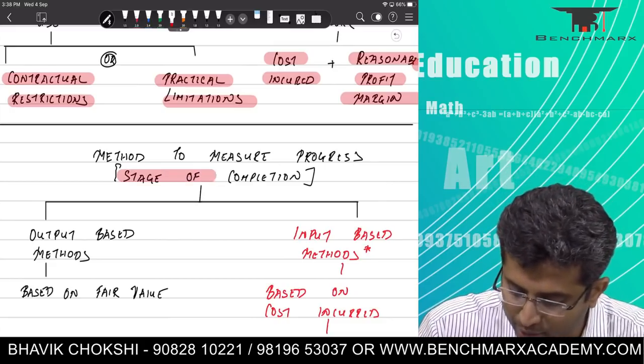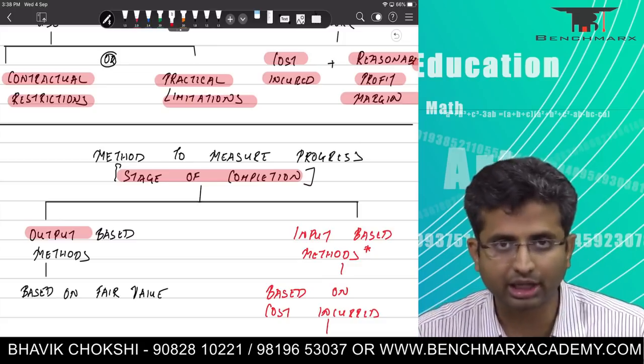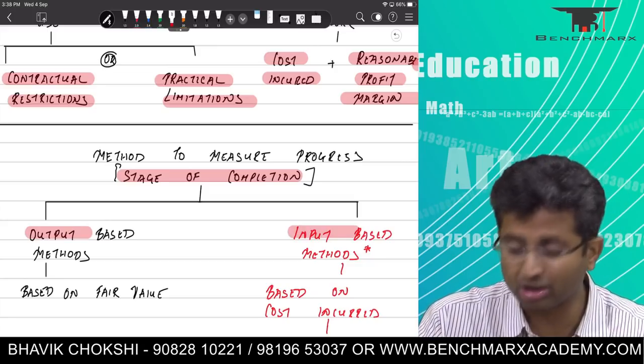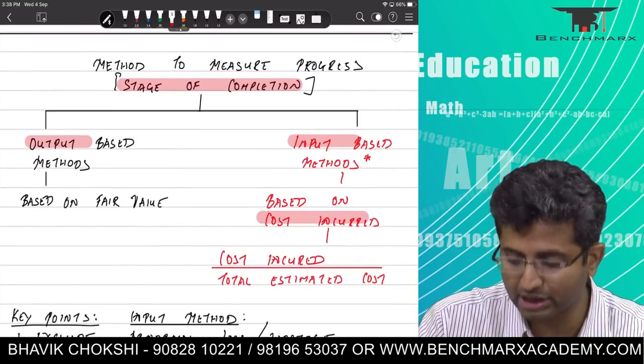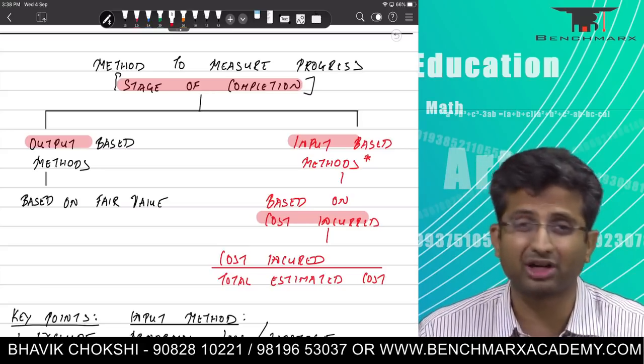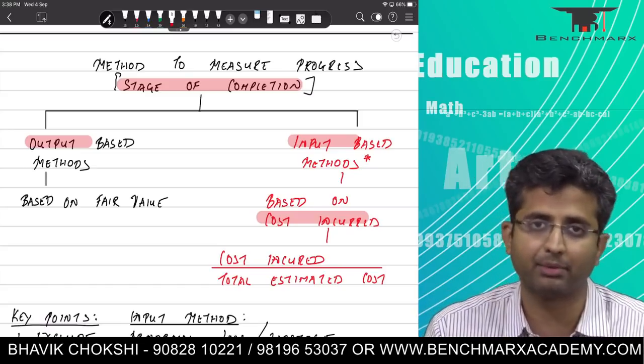So the way in which you measure stage of completion or progress can be an output-based method, like an architect survey where they determine the fair value, or it can be based on an input-based method where you compare the cost incurred, like you used to do in IPCC AS7, cost incurred upon the total estimated cost of the future. That is an input method.